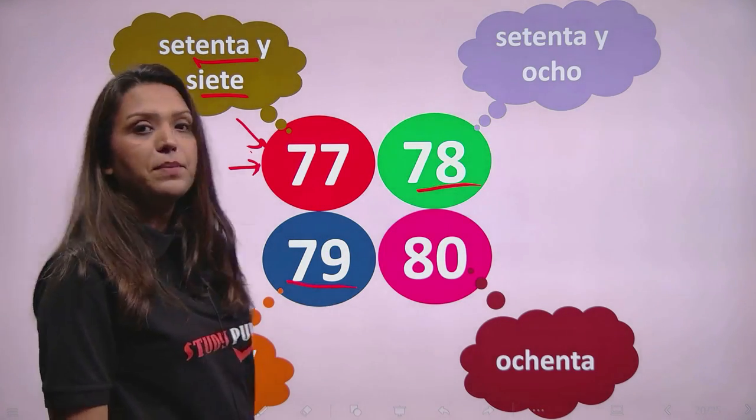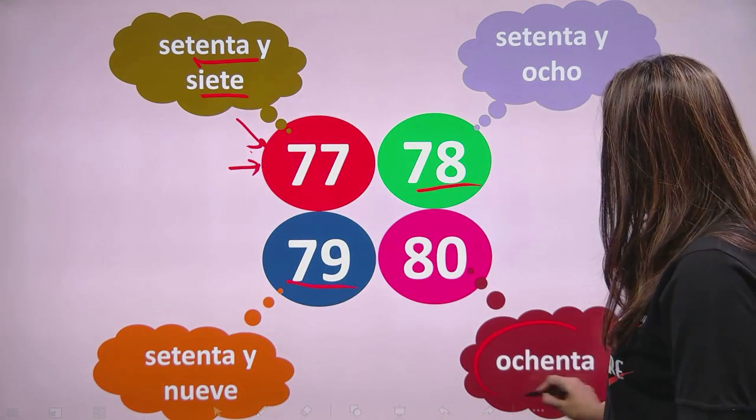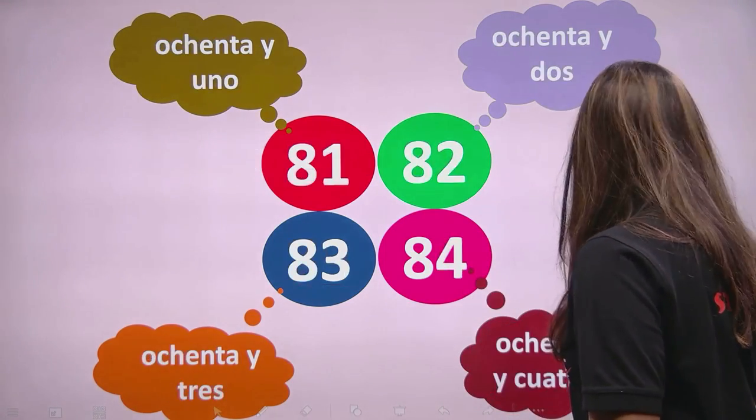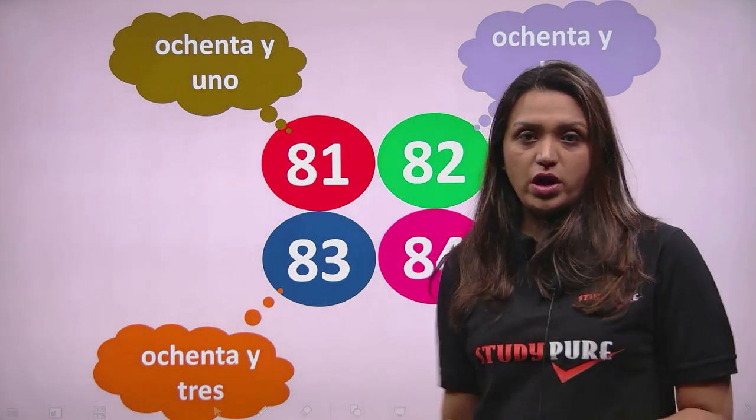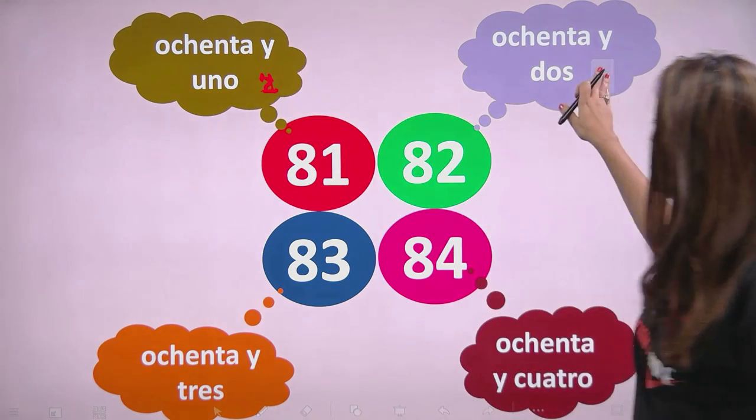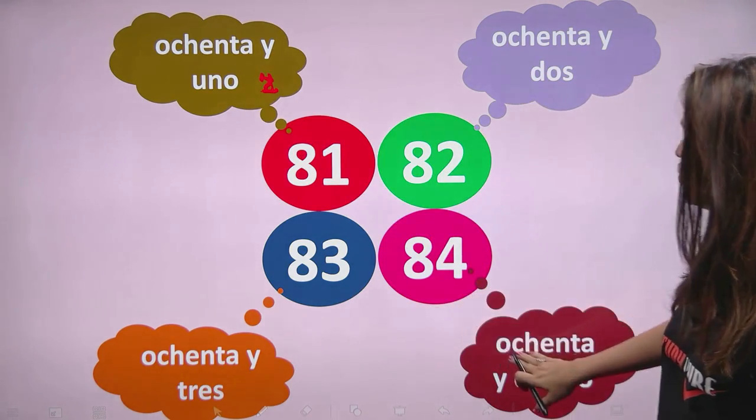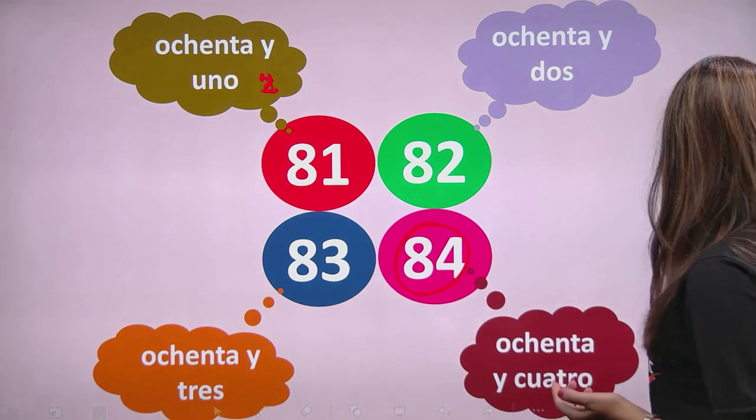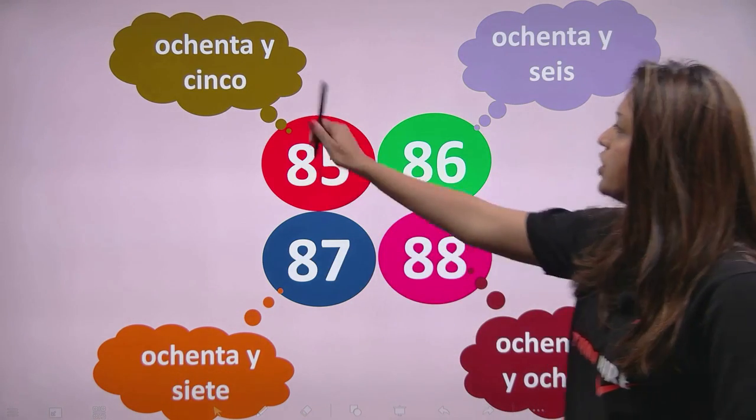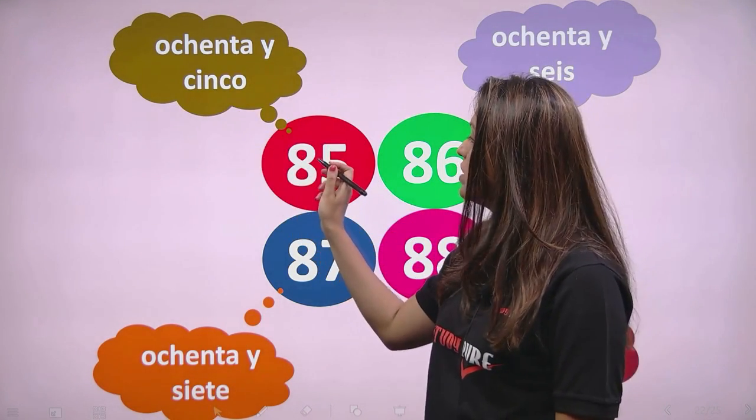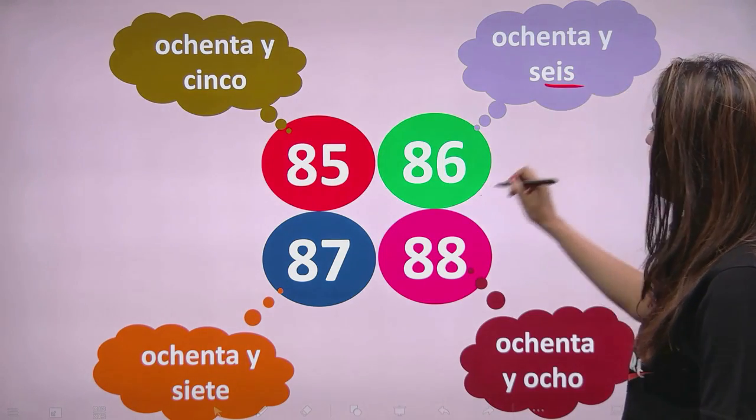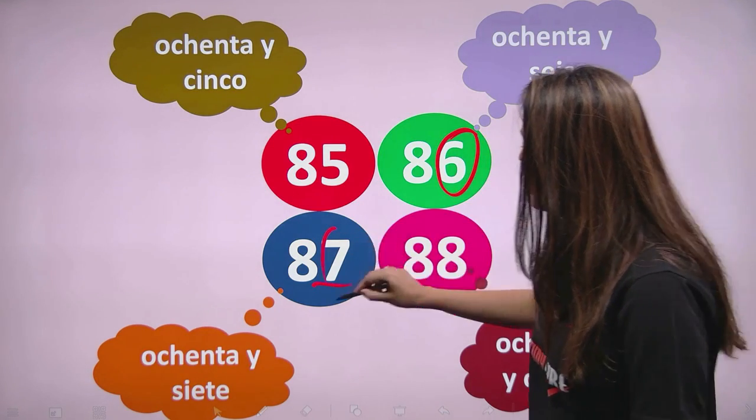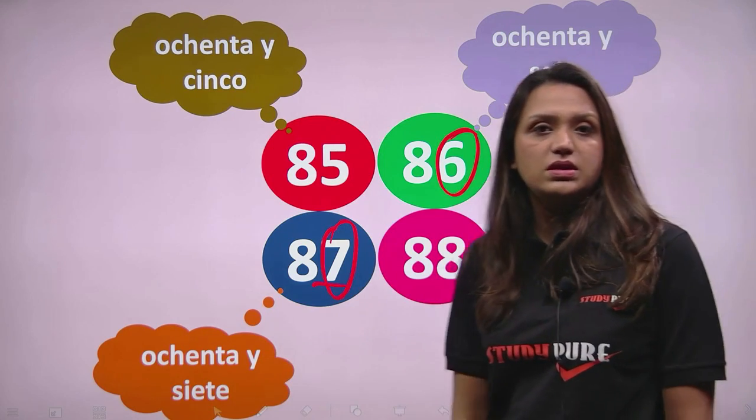And then we have number 80. 80 is called ochenta. That's number 80. Okay, so the line of 80s is from ochenta. So we have ochenta y uno, ochenta y dos, ochenta y tres, ochenta y cuatro, number 84. Ochenta y cinco, 85. Ochenta y seis, 86. Ochenta y siete, 87. Seis is 6, siete is 7. So it is an 86 and 87.